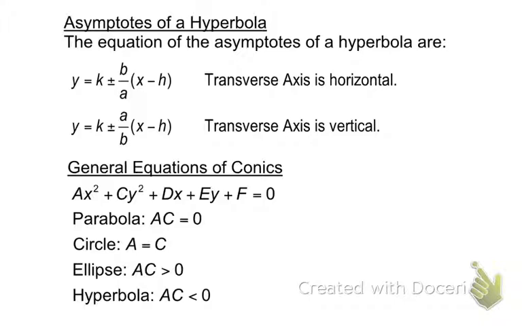If the coefficients of x squared and y squared are exactly the same, it doesn't matter what those numbers are, then the conic is a circle. If the terms in front of x squared and y squared are different numbers, but they are both positive or both negative, then it will be an ellipse. If those two numbers are different, or they could be the same, but one is positive and one is negative, then that will make our conic a hyperbola.